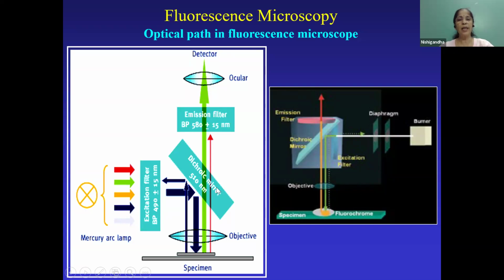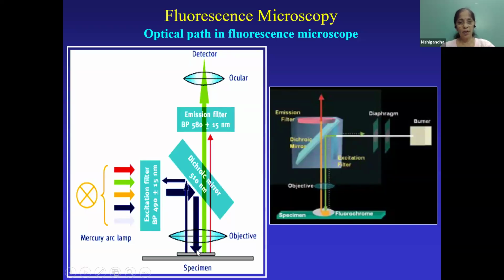This light then hits a dichroic mirror, which is at 45 degrees. This is dichroic mirror 510. That means it reflects light below 510 and allows light above 510 to transmit through. So naturally, when blue light hits this, it reflects it down through the objective onto the object where the specimen is sitting.